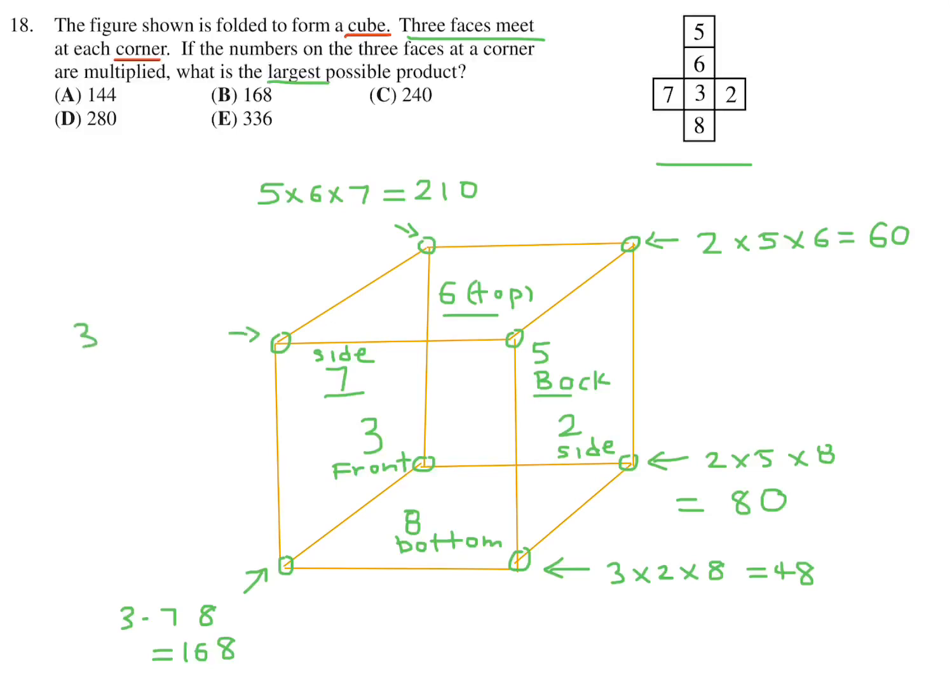This one is 3, 7, and 6, which is 126. And this one is the last one here buried inside. And that one has 7, 8, and 5 as the sides that meet. And that is equal to 280. So I believe that 280 is the largest one. After all that, we finally got the largest one, which is 280, so D.